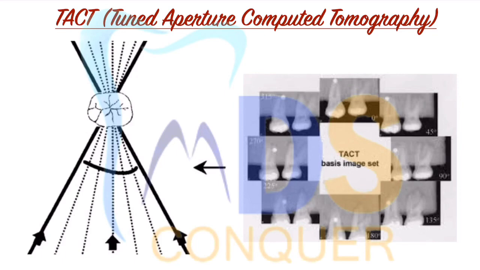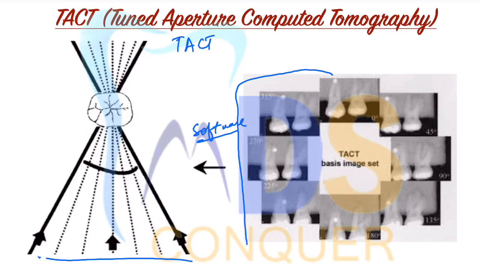Okay, so once we are done with this, the next important aspect is TACT, that is tuned aperture computed tomography, which is called as TACT. The main important thing is, when you're going for this TACT radiograph, you're going to expose the same tooth in different directions, and by using a software you're going to combine all these radiographs, which gives a tuned aperture, different apertures, combined into a single image.